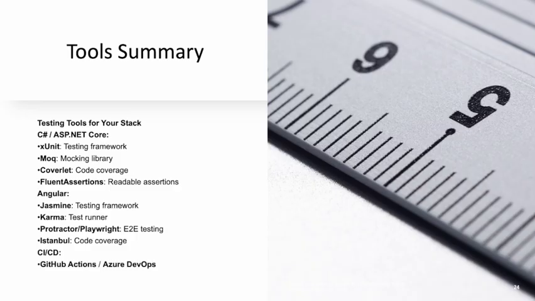For CI/CD, GitHub Actions is excellent if you are using GitHub. You can set up automated testing with a simple configuration file. Every time you push code, it runs your tests automatically. Azure DevOps is Microsoft's alternative, with more enterprise features. If you are building on the Microsoft stack, it integrates well with ASP.NET Core and Azure Cloud Services. Both can run your C# tests, your Angular tests, and even your end-to-end tests automatically on every commit.